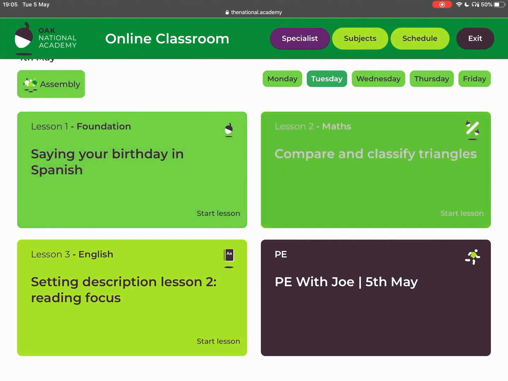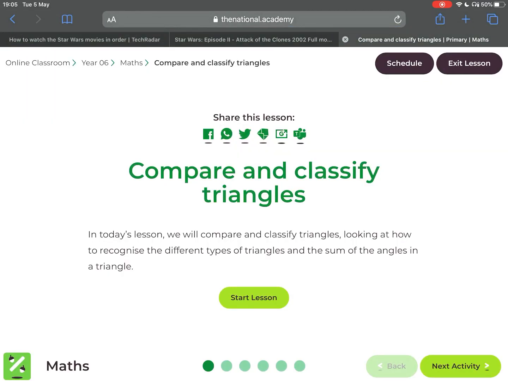Lesson 2 would be maths. You're going to be comparing and classifying triangles. In this lesson, you're going to look at how to recognize the different types of triangles and the sum of the angles in triangles. What do the angles in a triangle add up to? That will be 180 degrees.